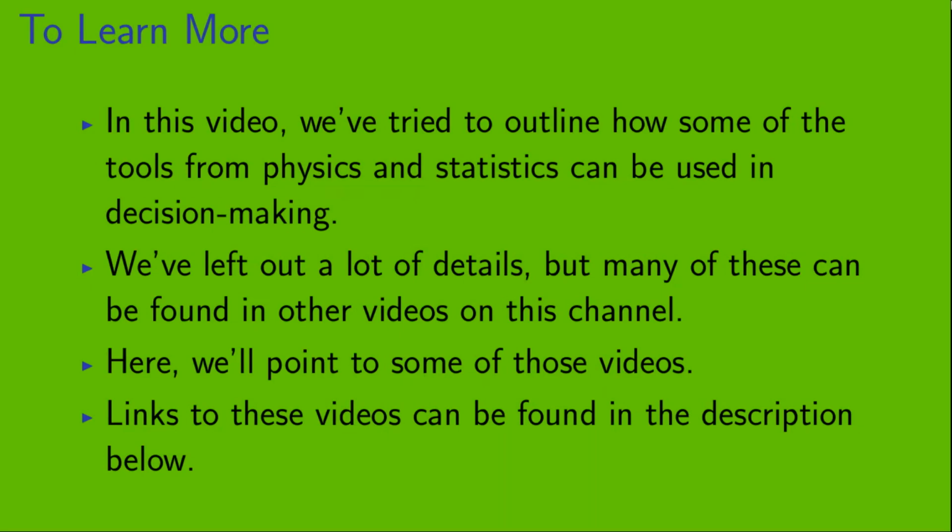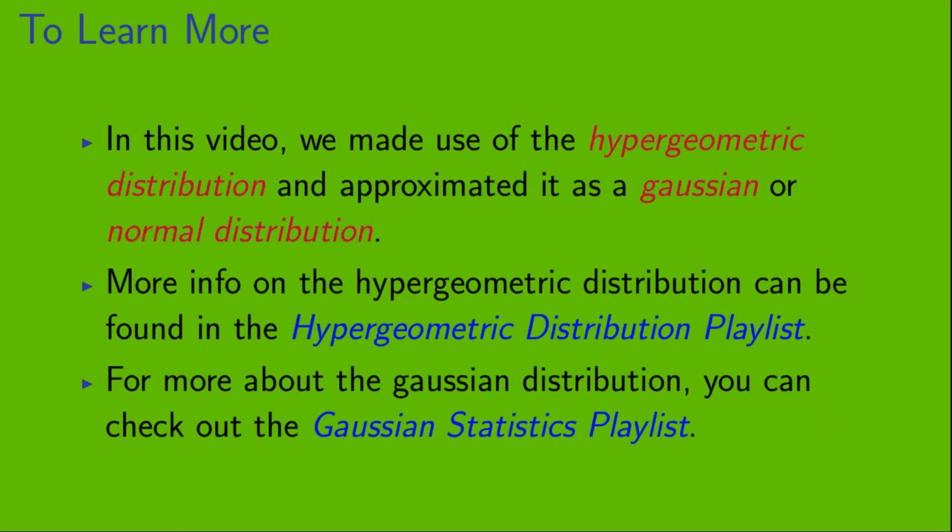Okay, so in this video we've tried to outline how some of the tools from physics and statistics can be used in decision making. We've left out a lot of details, but many of these can be found in other videos on this channel. Here we'll point to some of those videos. Links to these videos can be found in the description below. In this video, we made use of the hypergeometric distribution and approximated it as a Gaussian or normal distribution. More info on the hypergeometric distribution can be found in the hypergeometric distribution playlist. For more about the Gaussian distribution, you can check out the Gaussian statistics playlist.